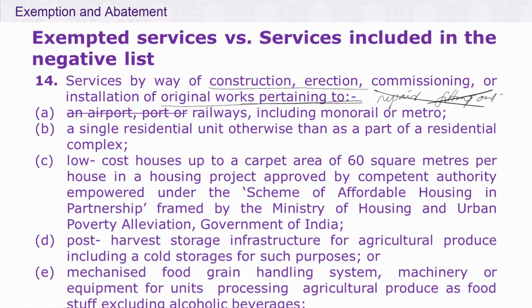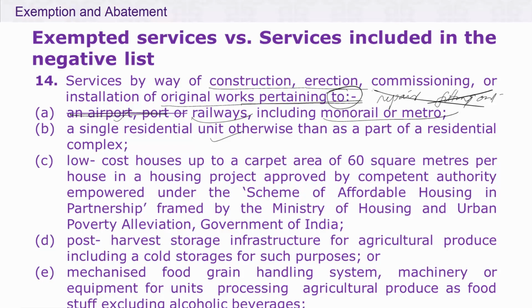But provided to whom? Specified categories here. Read and reread, then you will be able to appreciate the difference. Earlier, airport and seaport were getting exemption. Now, sorry, if these services are provided to an airport or port, they become taxable. But still, who is enjoying the exemption? Railways are enjoying. Monorail or metro rail, they are enjoying.